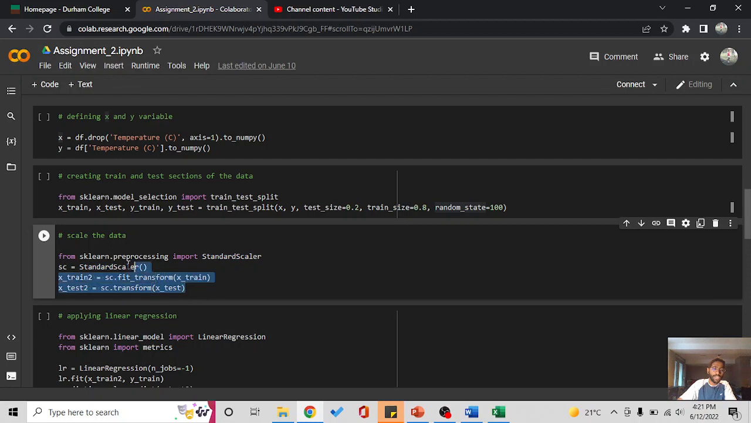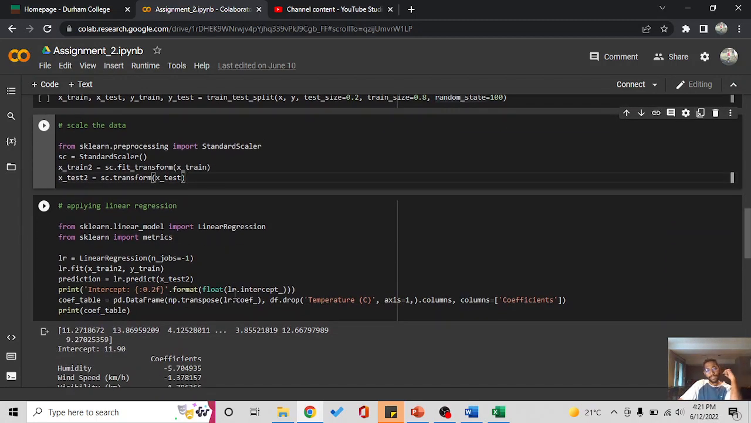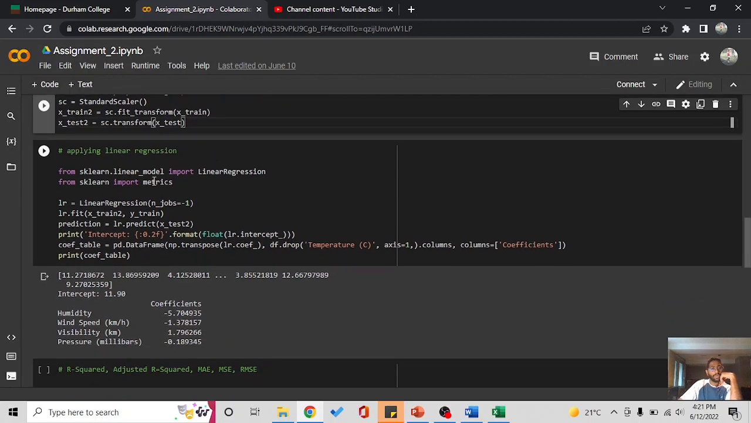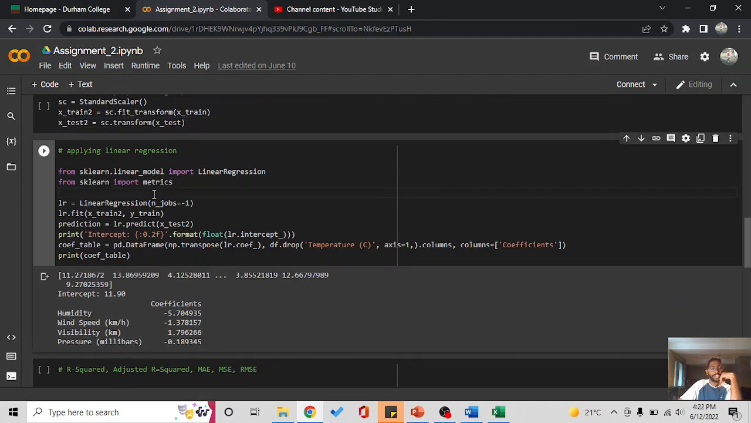So that's what the standard scaler is going to do. We downscale the values, and we apply the scaling to x train and x test. So the independent variables are scaled now. Then we go on with linear regression, and this is how we're going to do it.